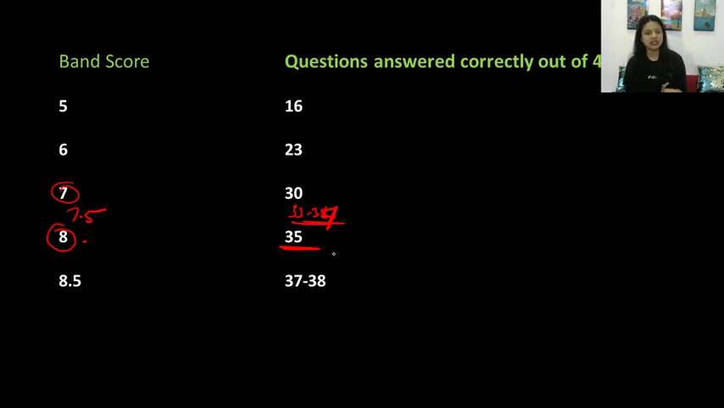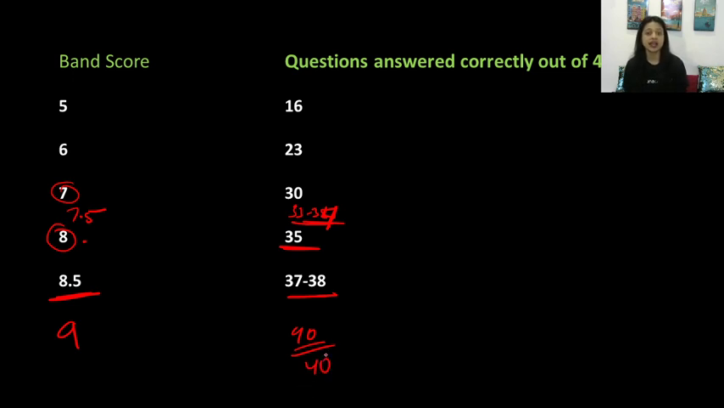So why are you even thinking about 5 mistakes? Let's make it perfect. No mistake at all. Yes, if only 2 mistakes, 8.5 band. 37, 38 answers correctly, you're getting an 8.5 band. And no mistake at all, 40 out of 40, 9 band.